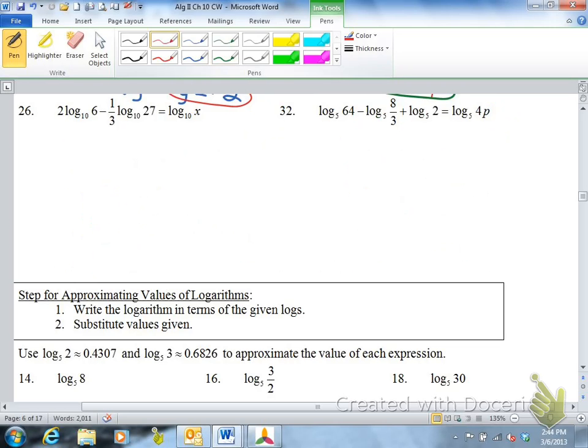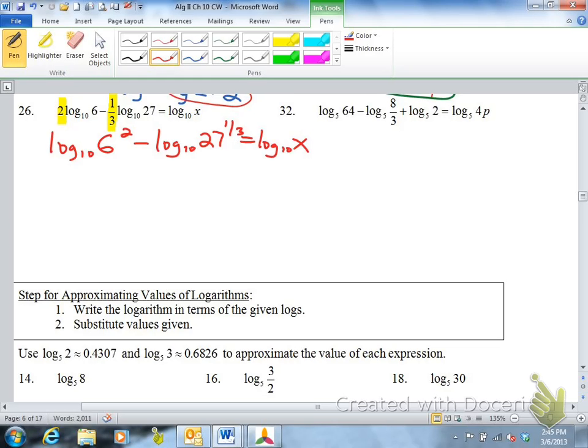On number 26, notice that you have coefficients, 2 and 1/3. So you have to move the coefficients first. You have to move coefficients to be exponents. So you would have log base 10 of 6 squared minus log base 10 of 27 to the 1/3 equals log base 10 of x.